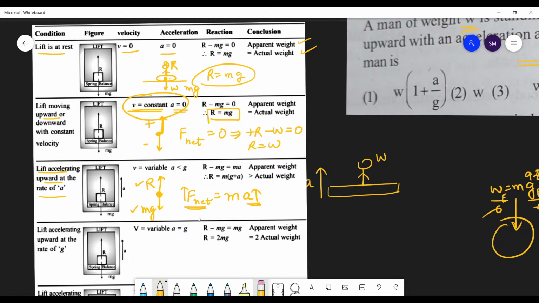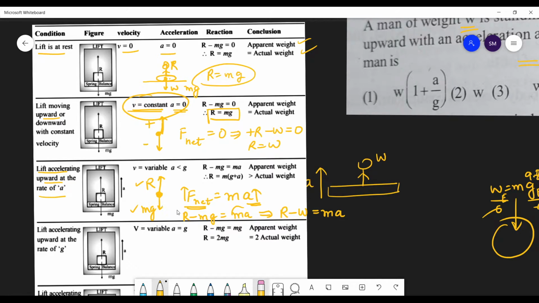So the net force means R minus mg is equal to ma. Whether you write mg or W, that is the same thing. Yes or no? Yes, sir. So R minus W is equal to ma.